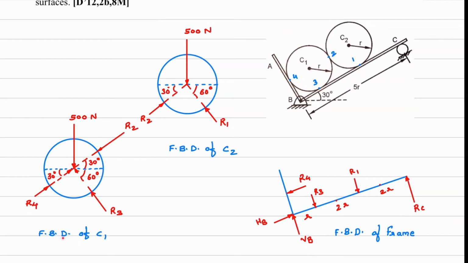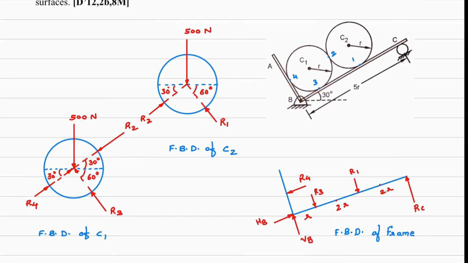Okay, now we will start with cylinder 1. Here you can see this reaction, it will be basically parallel to this BC. Why? Because it is perpendicular to AB, and this ABC, it is perpendicular over here. So if this is perpendicular, this reaction R4 is parallel to this.